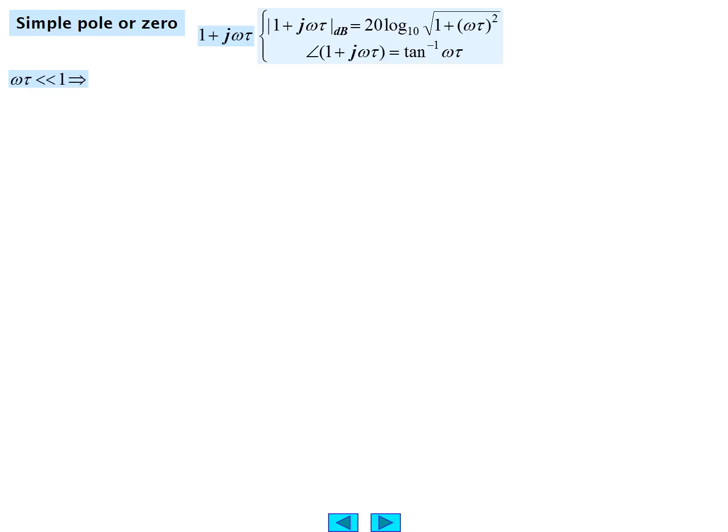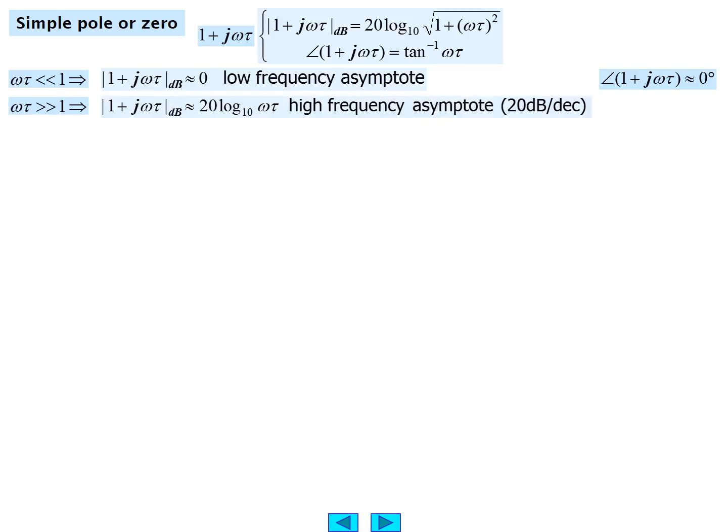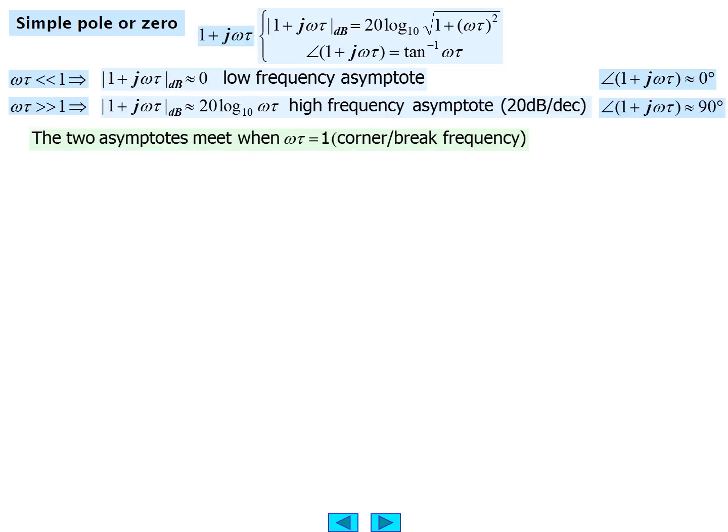If omega tau is much less than 1, then the magnitude of 1 plus j omega tau in dB is approximately 0, or having a low frequency asymptote. The angle of 1 plus j omega tau then is approximately 0 degrees. If omega tau is much greater than 1, then 1 plus j omega tau in dB would be 20 log to the base 10 of omega tau. That's a high frequency asymptote at 20 decibels per decade. And the angle for 1 plus j omega tau is approximately 90 degrees. Both of these asymptotes meet when omega tau equals 1. That's called a corner or break frequency.